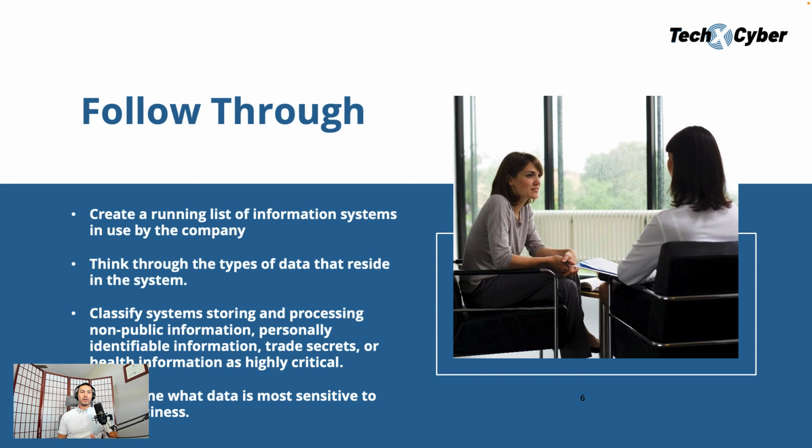And then after that, we're going to classify the systems. Here are the ones that do have the most sensitive information. We actually need to make a determination. Yes, this information system has non-public information or health information or personally identifiable information, and we need to give that a category so that it stands out from the others that do not, and we need to give it our time and attention. So once we figure out which ones do and which ones are most critical to the business, we can focus in on those.